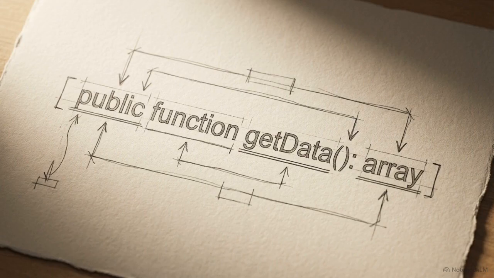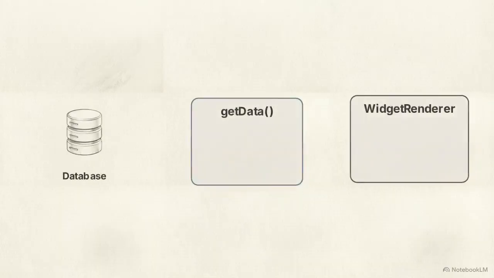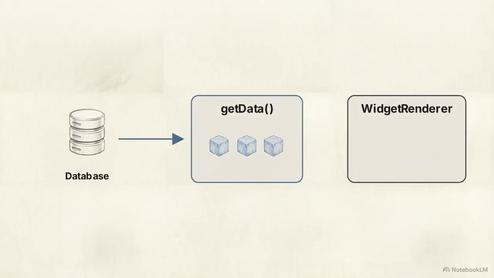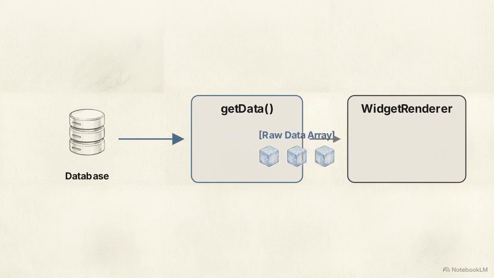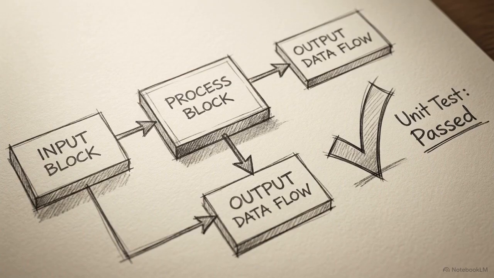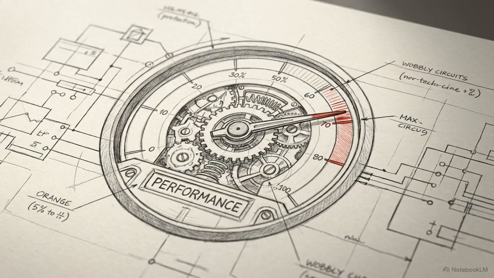Finally, you must implement the getData method. The strict role of this function is to exclusively fetch and return raw array data for the rendering pipeline. By strictly preventing any business logic from entering the getData method, you guarantee that the widget remains a pure, highly testable data provider.